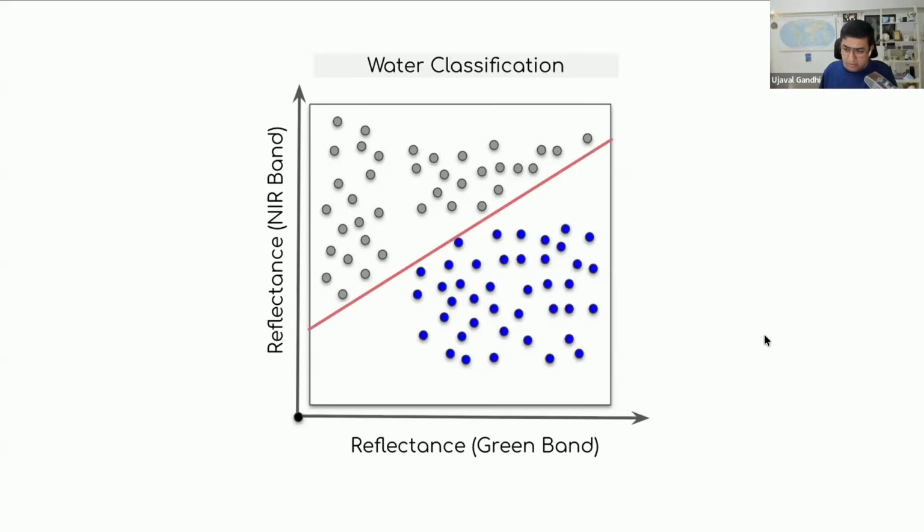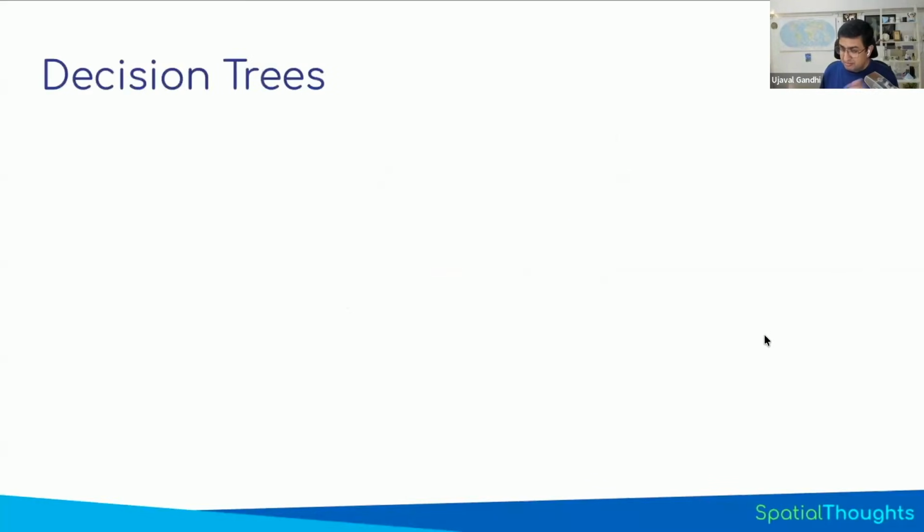So SVM is one of the older machine learning algorithms. It's quite simple. It's good for binary classification, water versus non-water, forest versus non-forest. It used to be used more, people in remote sensing used to use it quite a bit, but nowadays everybody uses newer models which are based on decision trees. So let's learn how decision trees work.